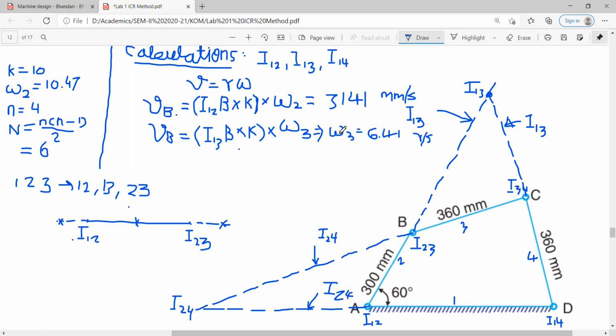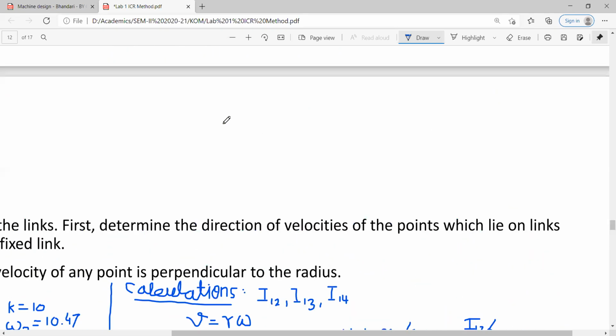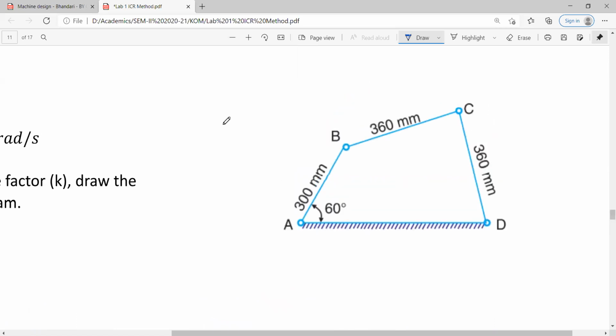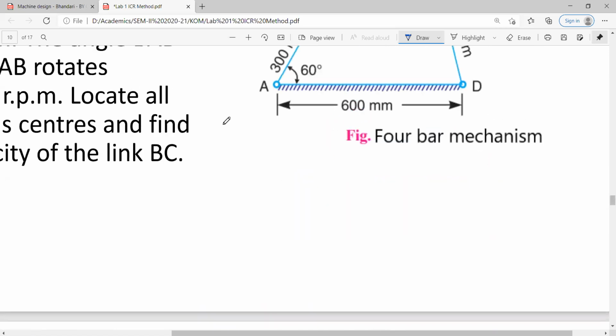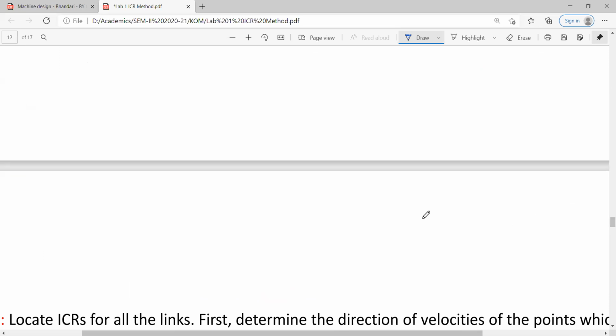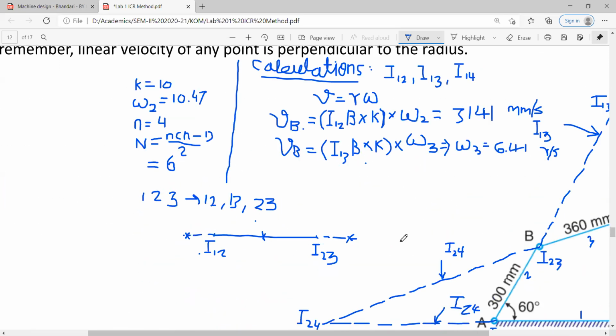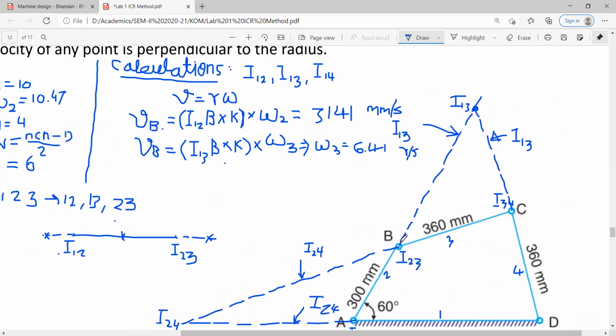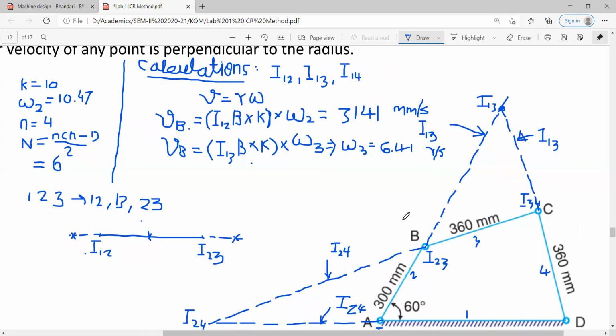means what you found? Omega of link BC, एंगुलर वेलोसिटी ऑफ लिंक BC आपने फाइंड आउट किया। हमें क्या पूछा था क्वेश्चन में? फाइंड द एंगुलर वेलोसिटी ऑफ लिंक BC, यही पूछा था हमने, ये फाइंड आउट किया। अगर आपको पूछा है फाइंड आउट द एंगुलर वेलोसिटी ऑफ लिंक CD, इट इज लाइक दिस। ओके ना, अभी आपको क्या पूछा है, फाइंड द एंगुलर वेलोसिटी ऑफ लिंक CD, तो आप कैसे फाइंड आउट करोगे?